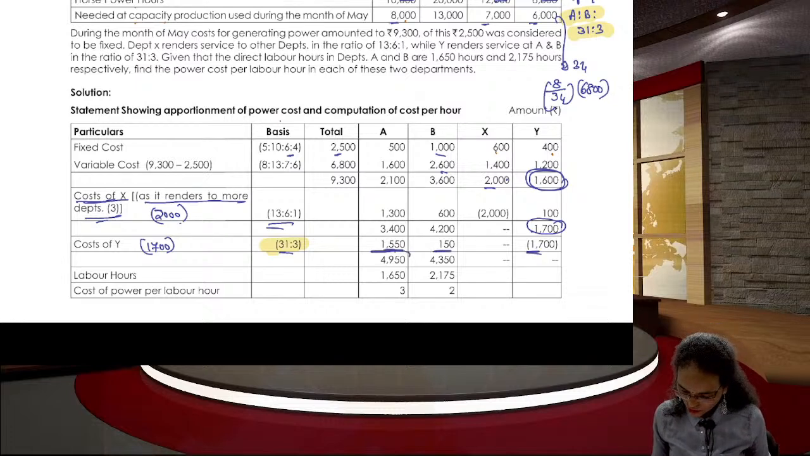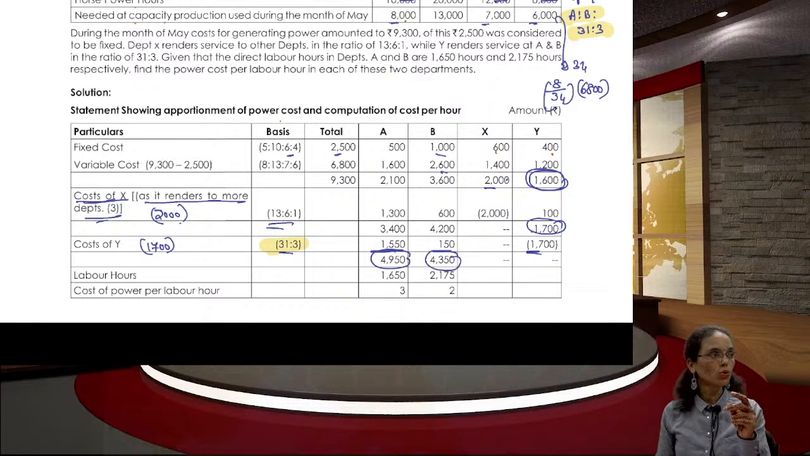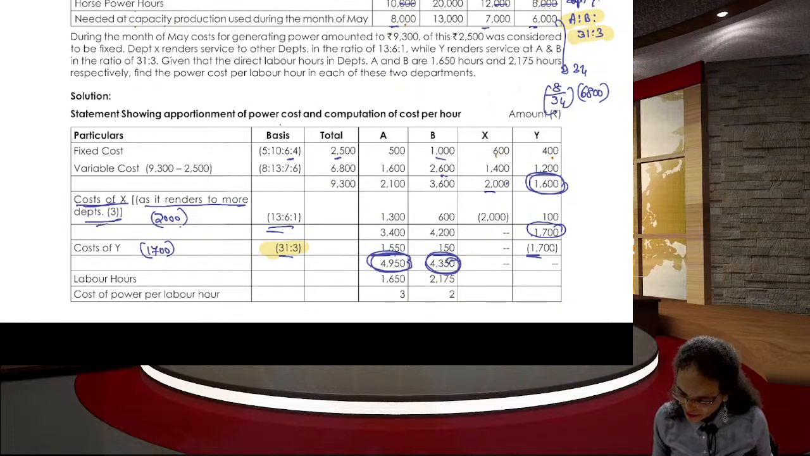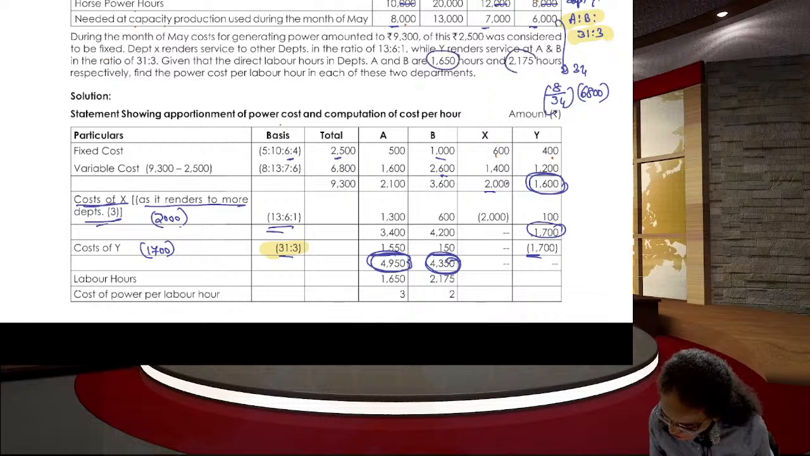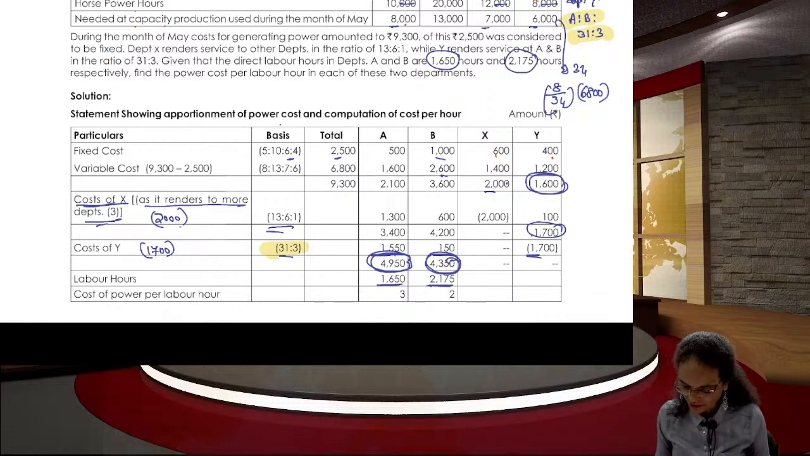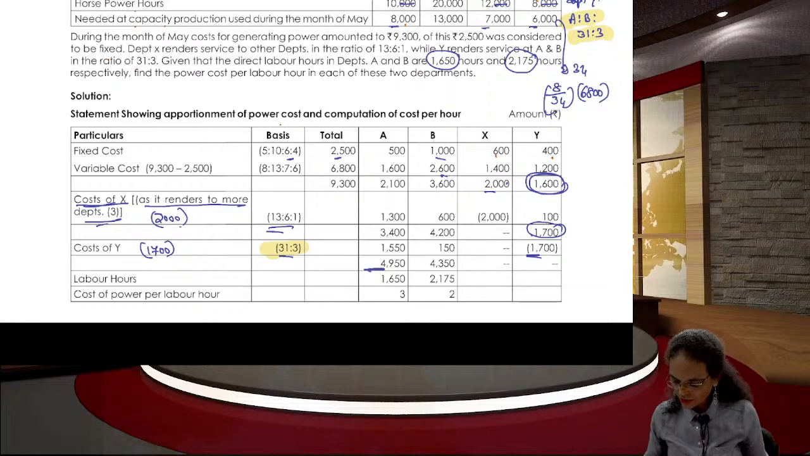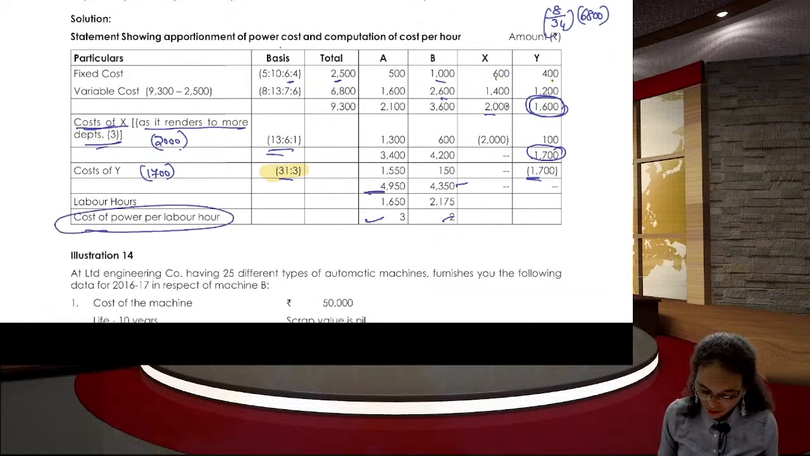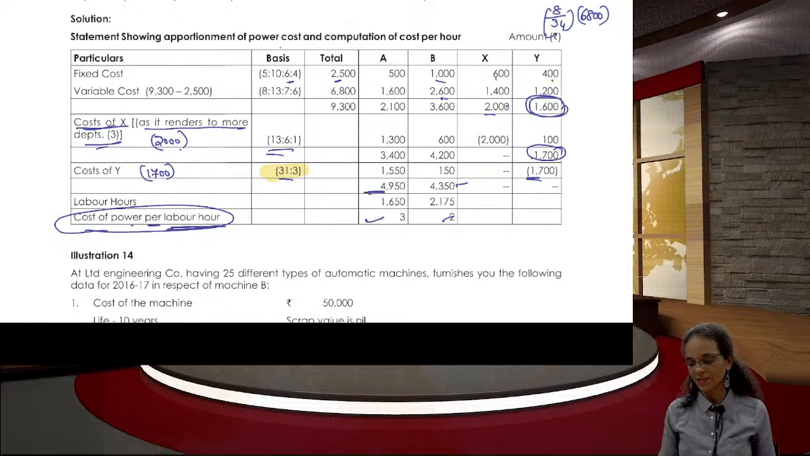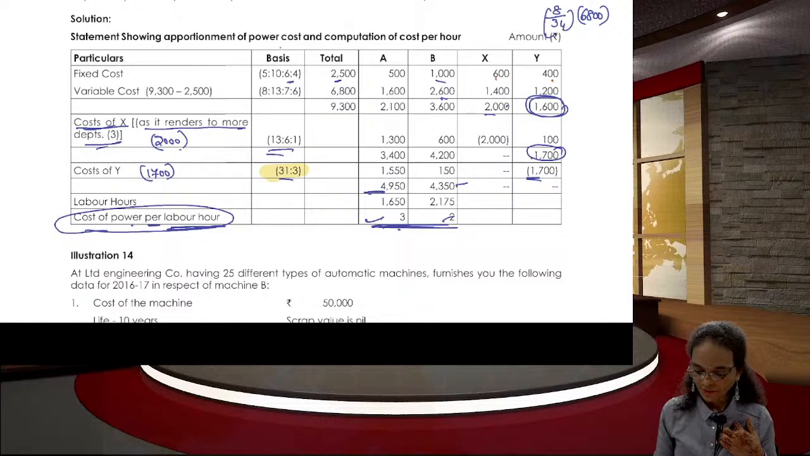Done. Next, you got the total overheads for the two departments, Department A and Department B. Labor hours are given as 1650 and 2175. So the labor rate: 4950 divided by 1650, that is 3. 4350 divided by 2175, that is 2. So the cost per labor hour is this much. Understood?